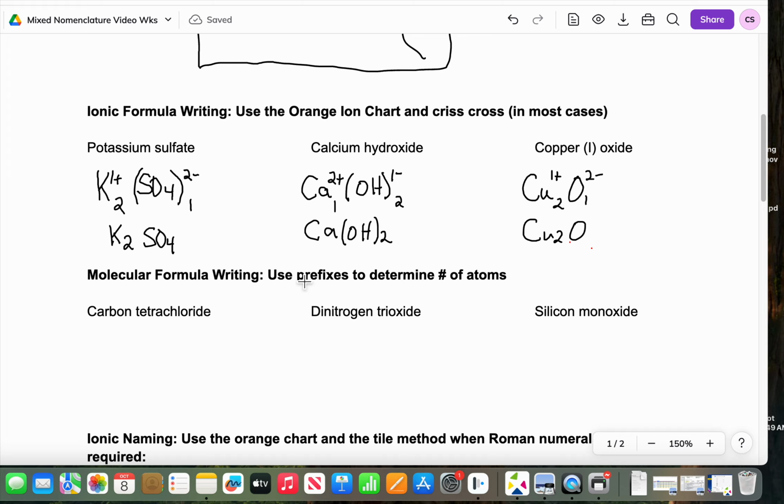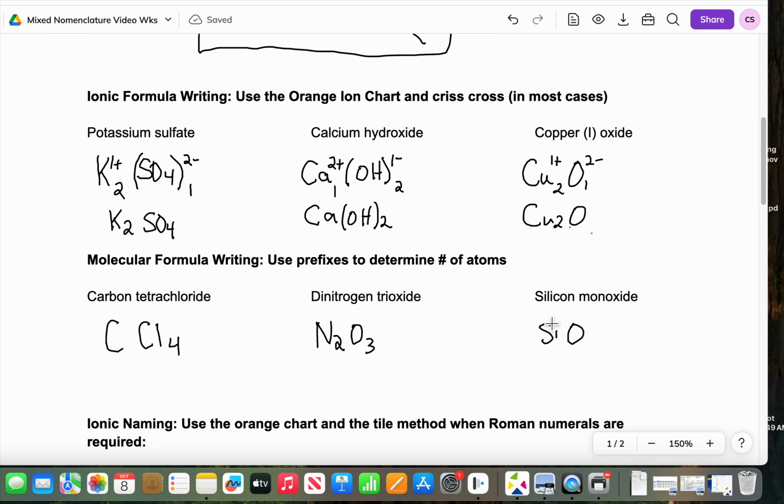Molecular, however, just uses prefixes, no crisscrossing. So you just write down the symbol of the first element, carbon, write down the symbol of the second one, tetrachloride. Chloride is Cl, but tetra means 4. The prefixes tell you how many you need. Dinitrogen, that means 2. Trioxide, 3. Silicon, if there is no prefix, it means 1. Monoxide means 1, so SiO. Okay, that was a review of molecular formula writing.